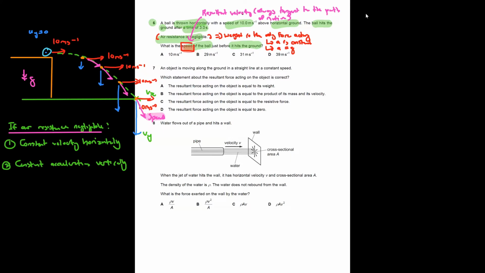So you need to first find out your vertical velocity in the first place. Let's just go through this. If you're talking about the vertical motion, what is it that you know? You know that your initial vertical velocity is 0. You want to find out your final vertical velocity. You know your acceleration is equal to g. You know your time is equal to 3 seconds. But you do not know your vertical displacement.